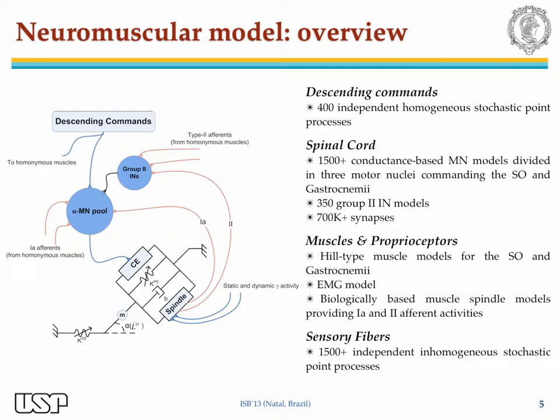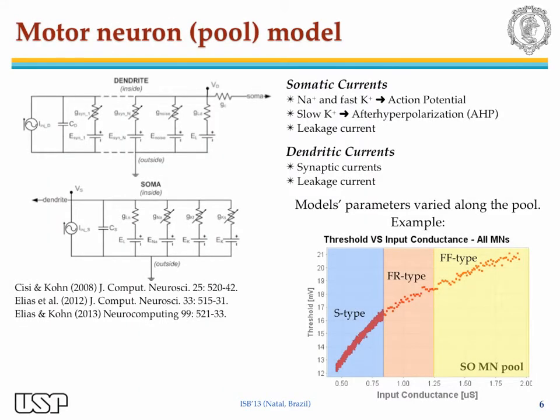Each muscle was represented by hill-type models, and an EMG model was adopted to represent the global muscle activation. A biologically plausible muscle spindle model parallel to the muscle fibers provided 1A and type 2 efferent activities. The sensory fibers were represented by over 1,500 non-homogeneous stochastic point processes. I won't show the mathematical details here for convenience, but if you're interested, we can talk later or during the Q&A session.